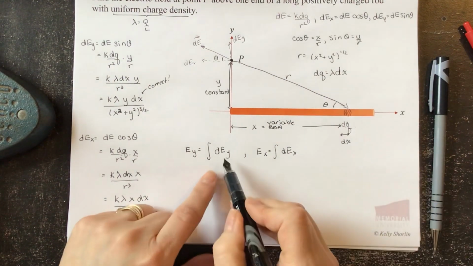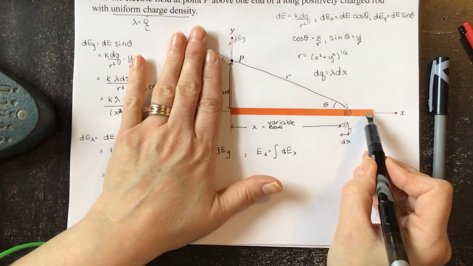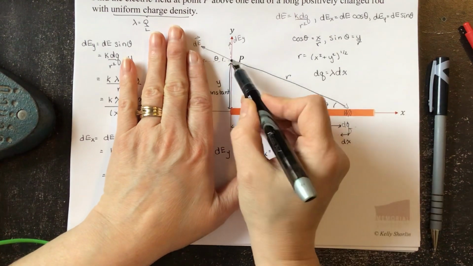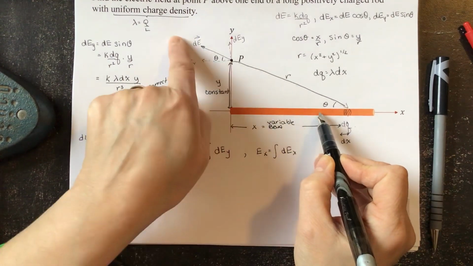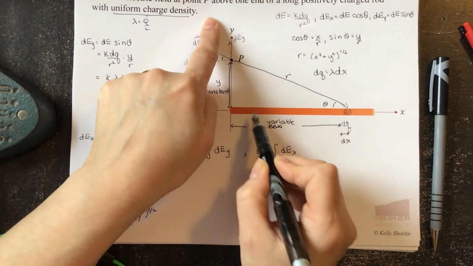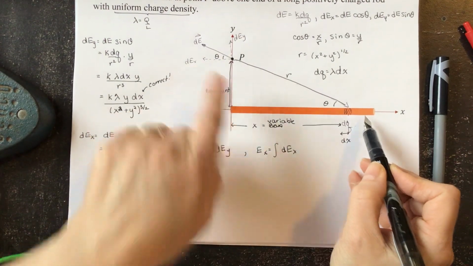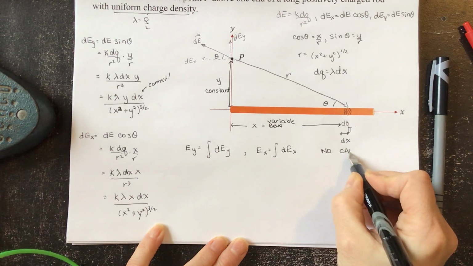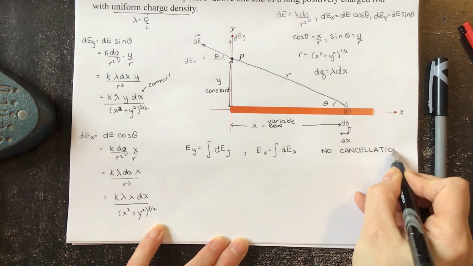So let's think about the direction of all the dEy's due to every bit of the rod. No matter where we take the dq, our dE is always going to point left and up, right? So if dq is here, dE is like this. If it's here, it's like this. If it's here, it's like this. So my dEy's always point up, and my dEx's always point left. So I'm going to say for this problem, no cancellation at all. We don't have any of that symmetry here to make things cancel.